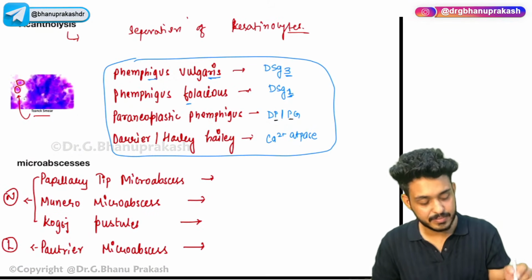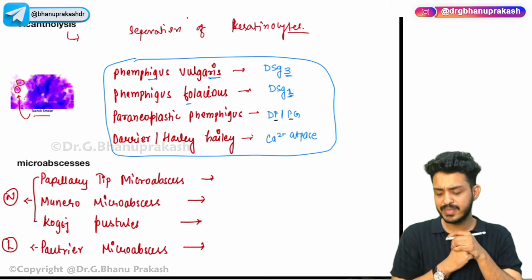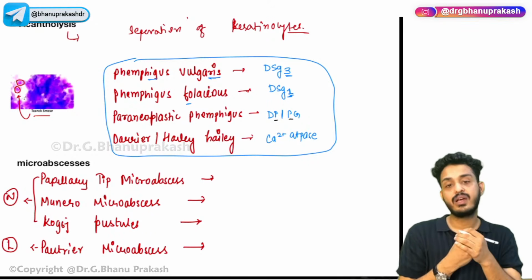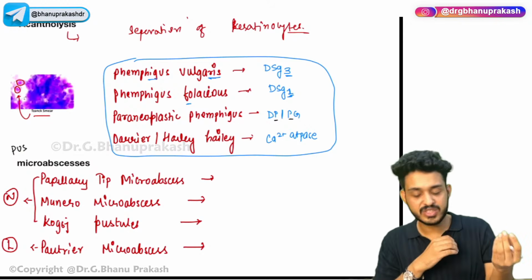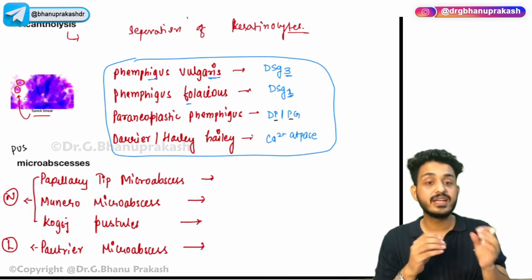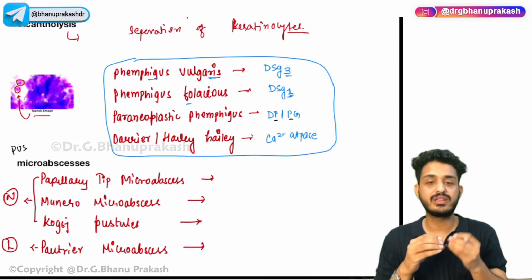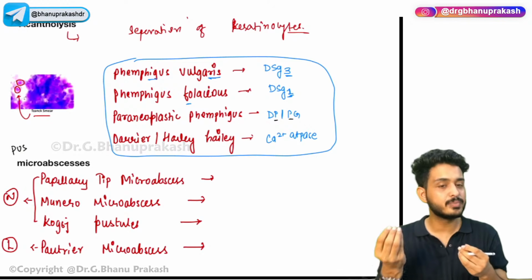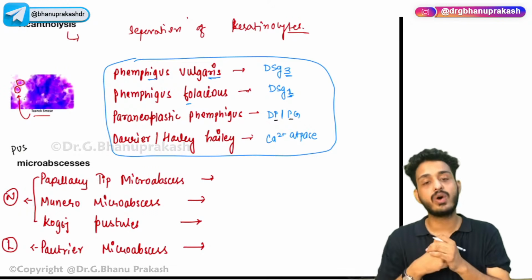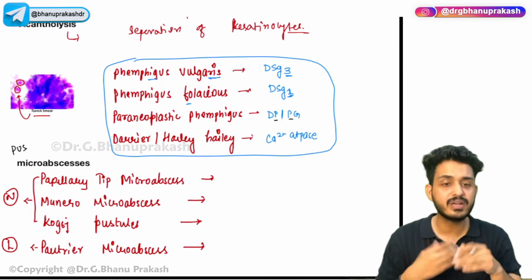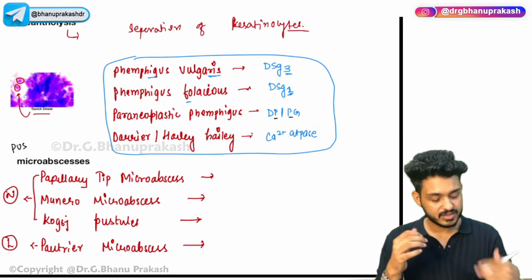Then we are having this microabscess. Sir, what is the meaning of abscess? There are two things we will be discussing. One is pustule, and second one is your abscess. If there is a fluid filled, pus filled lesion which is small in size, we call it pustule. If this lesion is big in size, we call it abscess. So abscess is nothing but a pus filled lesion, okay.